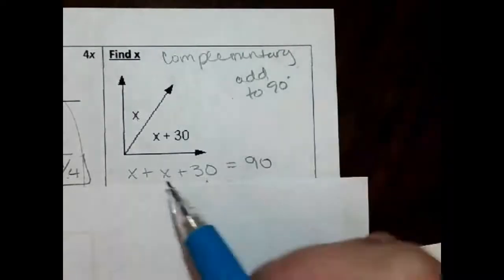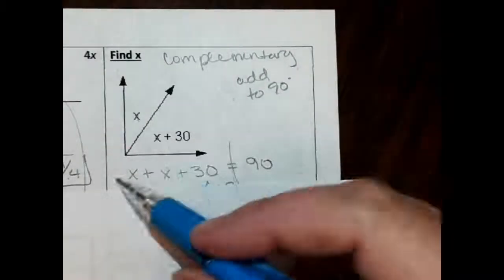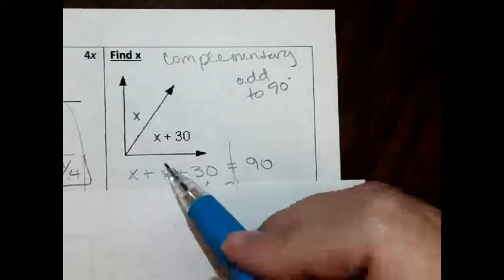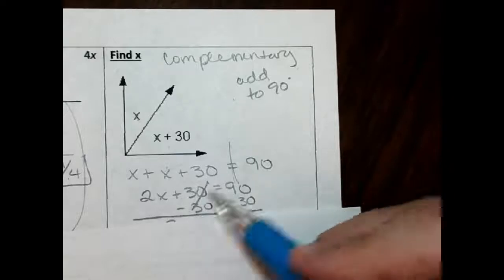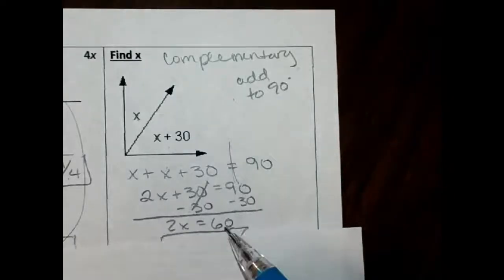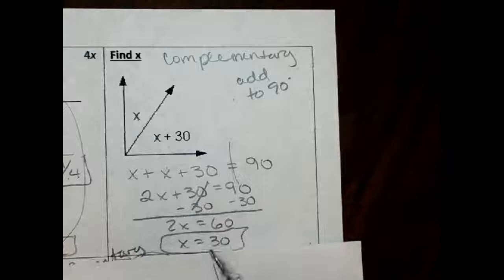So we combine the x's. This is all on one side of the equal sign, so I'm just combining them. x plus x is 2x. Then I subtract the 30 on both sides. This cancels. I get 60. Then we divide both sides by 2 to get x equals 30.